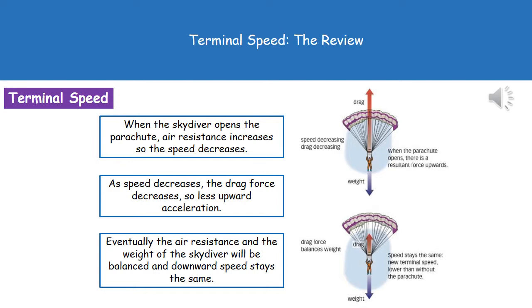In the next bit, what we'll see is that the air resistance and the weight of the skydiver will end up balanced again, because due to that drag force increasing, our speed is decreasing, and that then leads to less upward acceleration. Okay, so those forces will once again balance out for our drag and our weight, so we'll reach a new terminal speed, but it's going to be a much lower terminal speed than we had without the parachute. So that means our little skydiver is going to land safely and still be in one piece at the end of it.